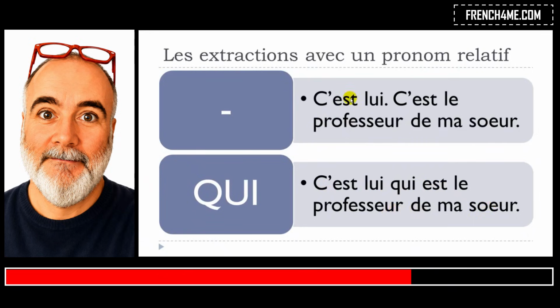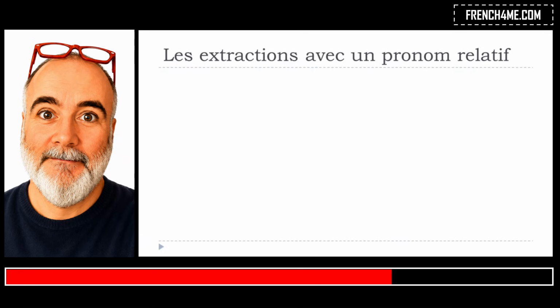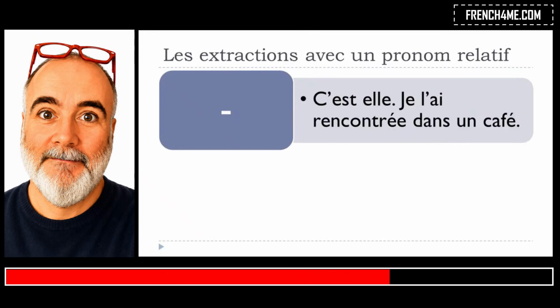Okay, so you can see that instead of having two sentences like that, you just make one by combining these two sentences using c'est, and after that you will use this pronom relatif qui. All right, so it does work if it's the subject. Let's see now another example.